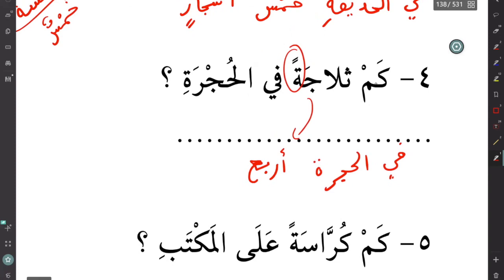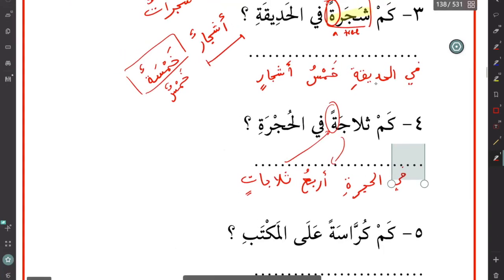This one you can use the sound feminine plural that I mentioned. So it's simply ثلاجات, okay? So what are you doing? You're just removing the ta marbuta and adding alif and ta, and you put them in إضافة form. So you say في الحجرة أربع ثلاجات. Okay.